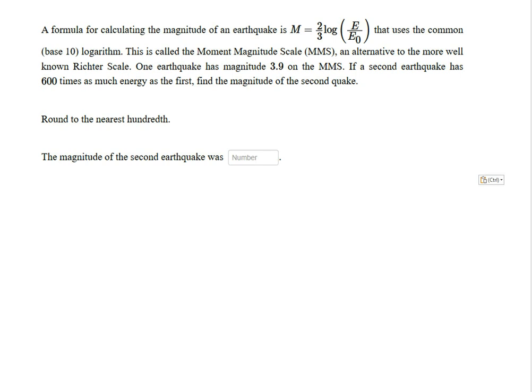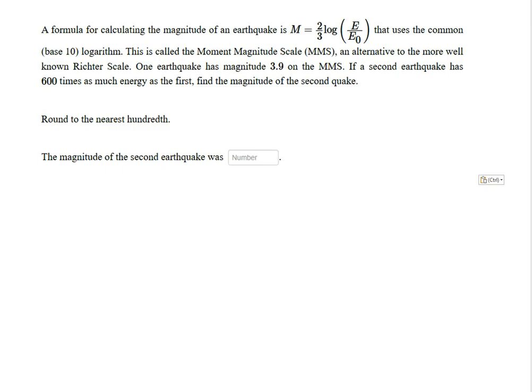A formula for calculating magnitude of an earthquake is M equals 2/3 the log of E over E sub 0, that uses the common base 10 logs. This is called the moment magnitude scale, or MMS, an alternative to the more well-known Richter scale. All right, one earthquake has a magnitude of 3.9 on this scale, and if a second earthquake has 600 times as much energy as the first, find the magnitude of the second quake.